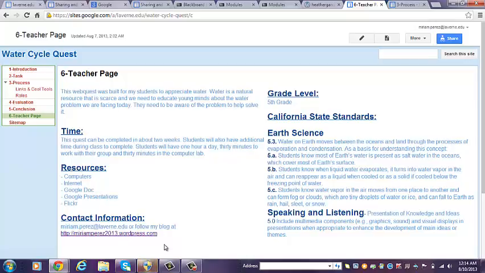I also included the link to my blog so that students can get additional information there, and also provided them with my email address. And here I listed the standards that my webquest covered, and the grade level is 5th grade.